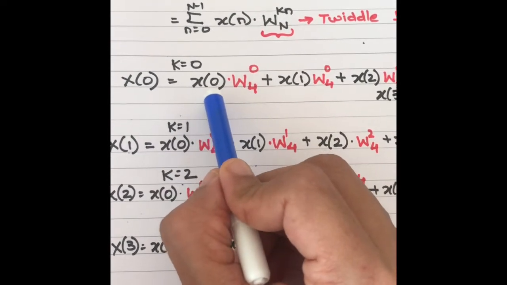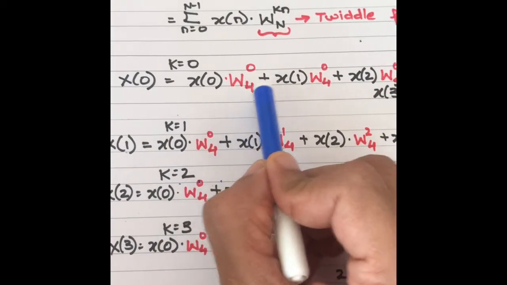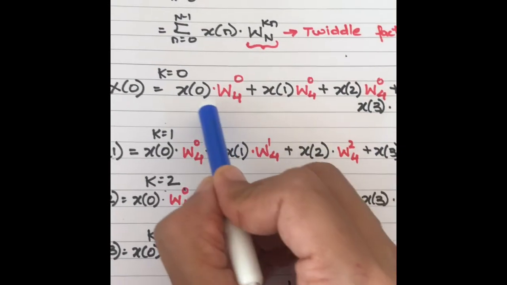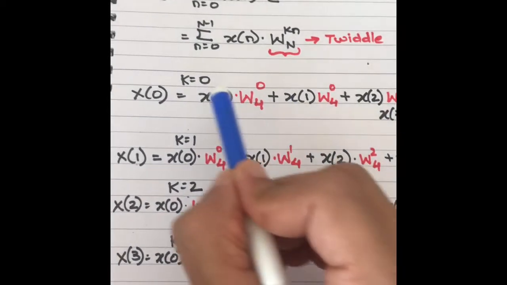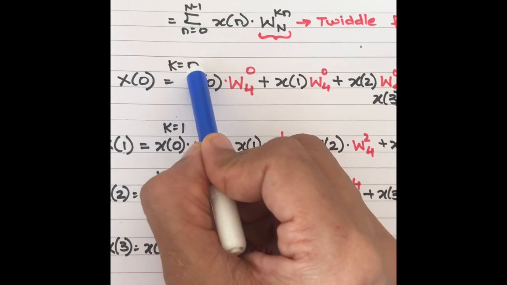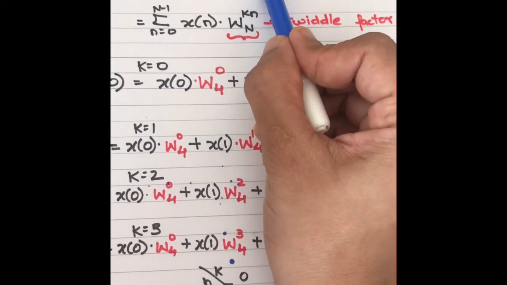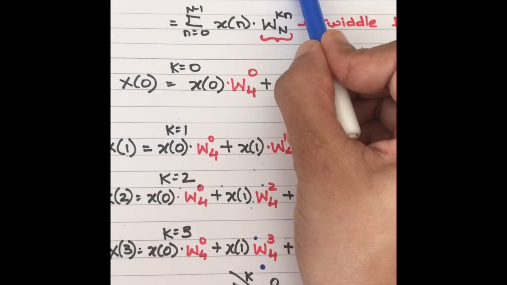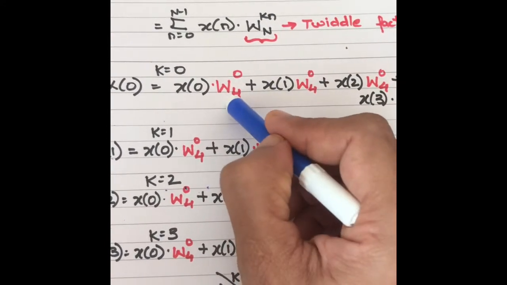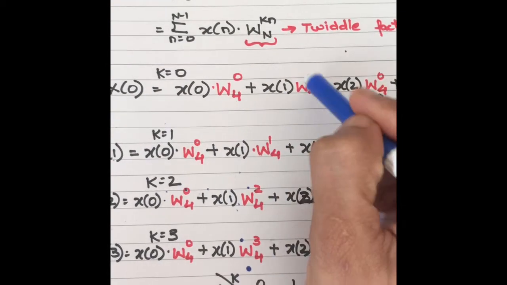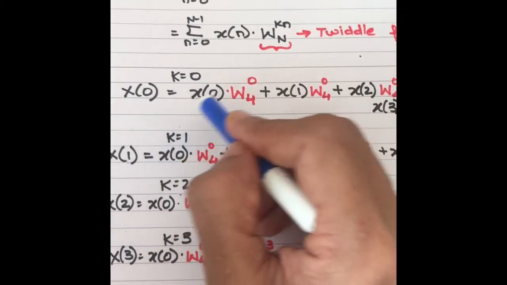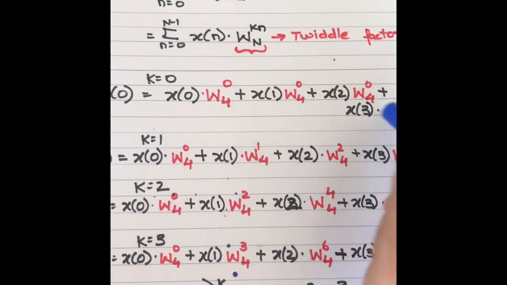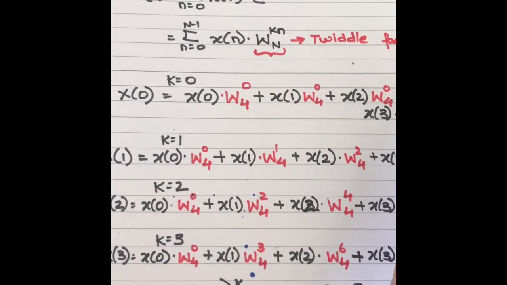For n is equal to 0, x of 0 into W04 plus x of 1 into W04 plus x of 2 and so on and so forth. So in this first line, k is equal to 0. Since k is equal to 0 in the first sample of x of k, all the twiddle factors will be W04 because k itself is 0. So even if I open up the summation, it will be W04, W04, W04, right?